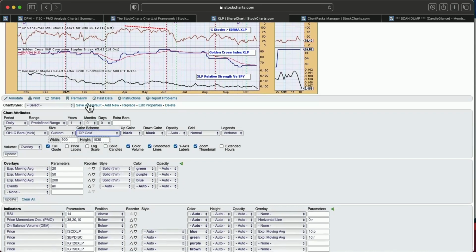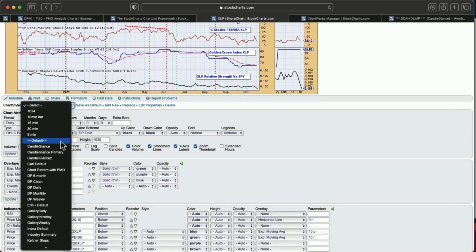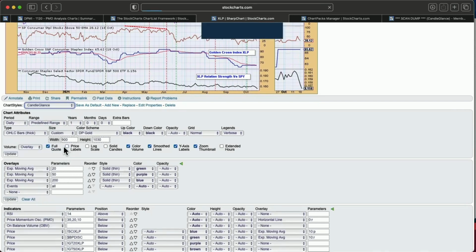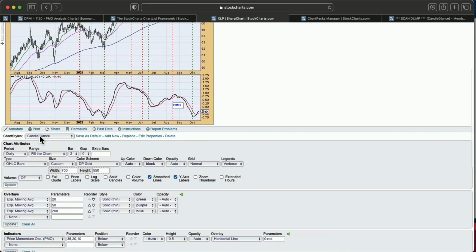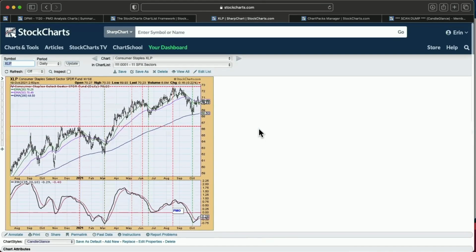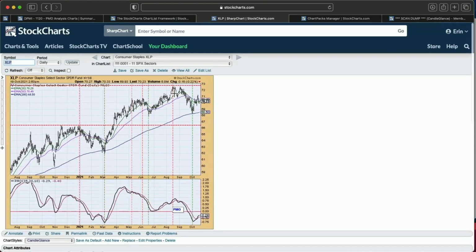which is under the chart styles, and it's called Candle Glance. So this is my sample Candle Glance chart. Once I have everything set up, I save it as Candle Glance. That's going to ensure that when I get my candle glances up on the page, it's going to have exactly what I want. It has my EMAs that I want to see. It uses the PMO. It has the time frame that I'm interested in. It's just really helpful to use it that way.